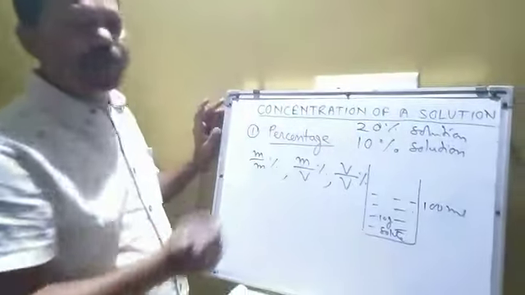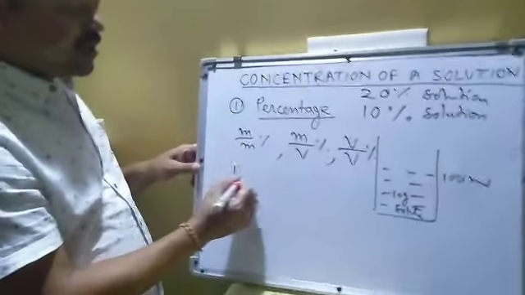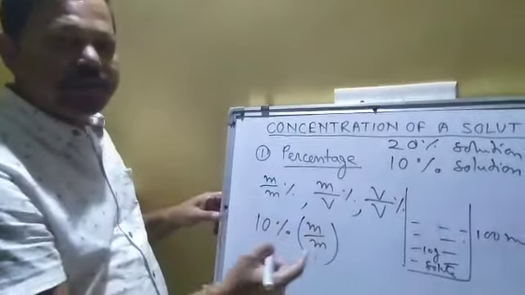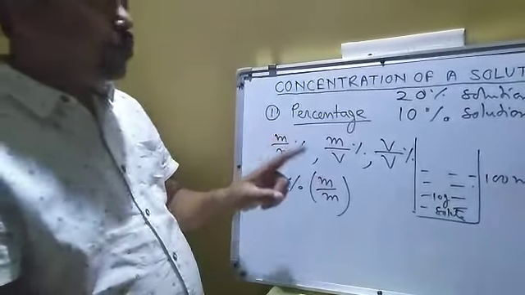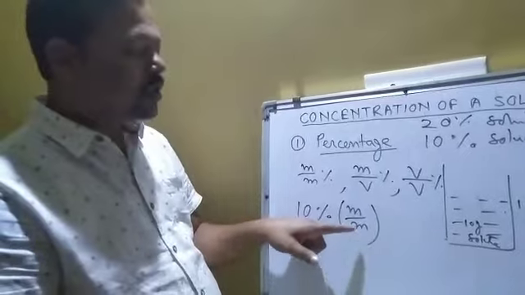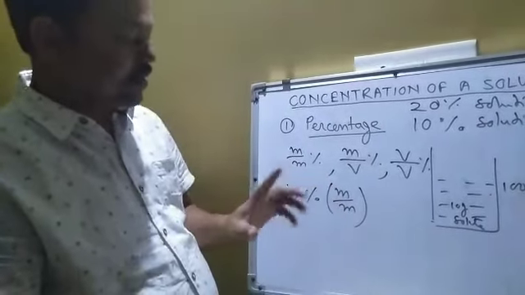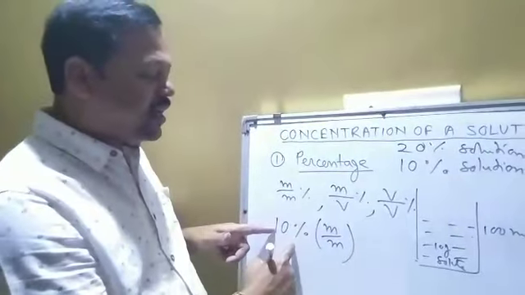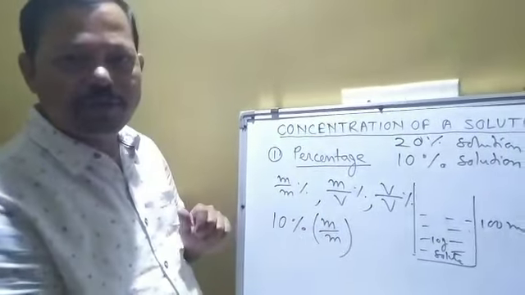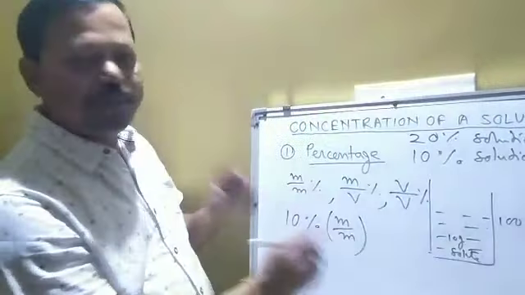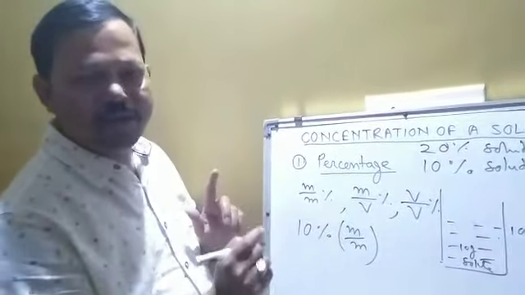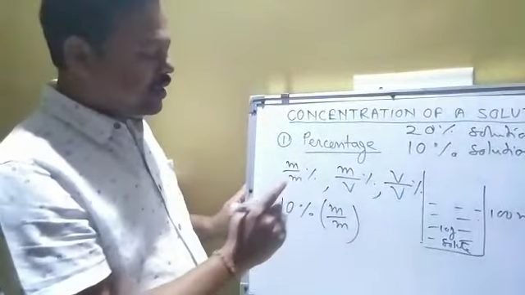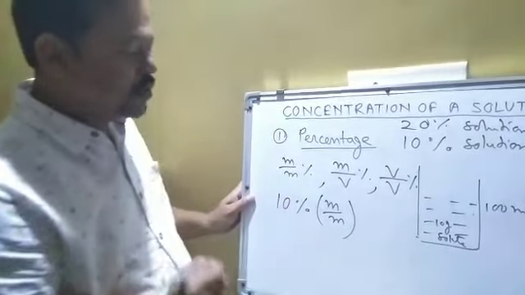Now what is the difference among them? Suppose it is given as a 10% m by m solution. m by m means mass by mass, I mean both the solute and the solution you have to express in terms of mass. 10% m by m means 10 gram of solute is present in 100 gram of solution. Both you have to express in mass, 10 gram in 100 gram.